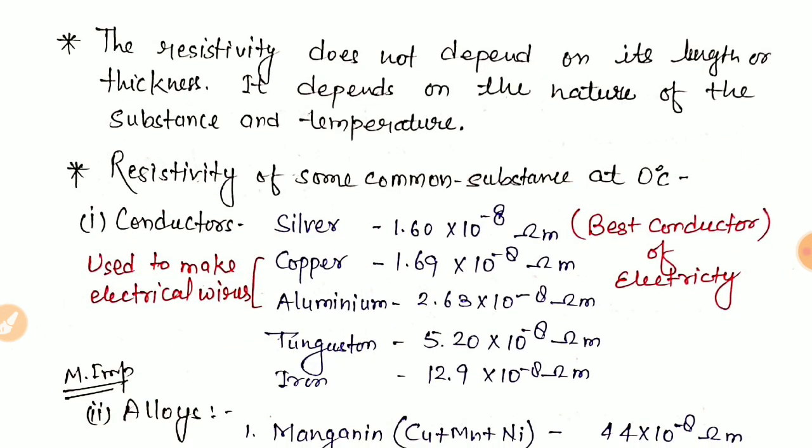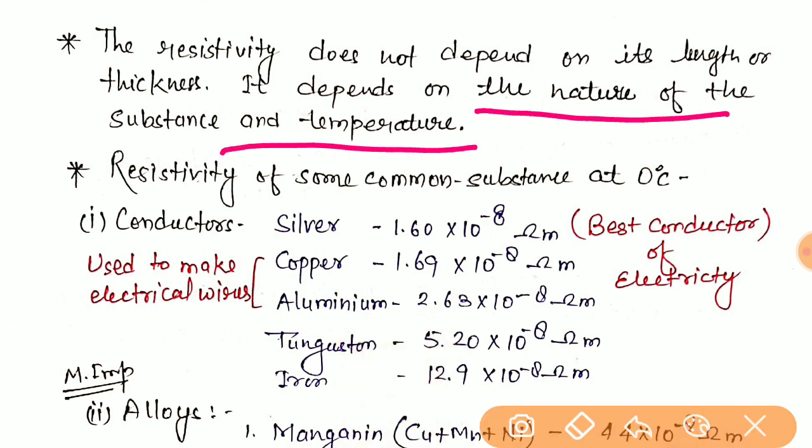Now some important points, let us see about it. The resistivity does not depend on its length or thickness. It depends on the nature of the substance and temperature. It means if we change the temperature of the conductor or environment, then there will also be a change in its resistivity. Okay. Let us see the example of some materials at 0 degree centigrade.